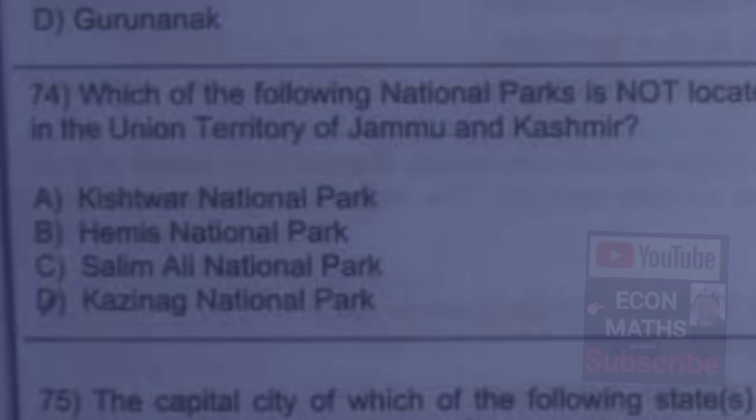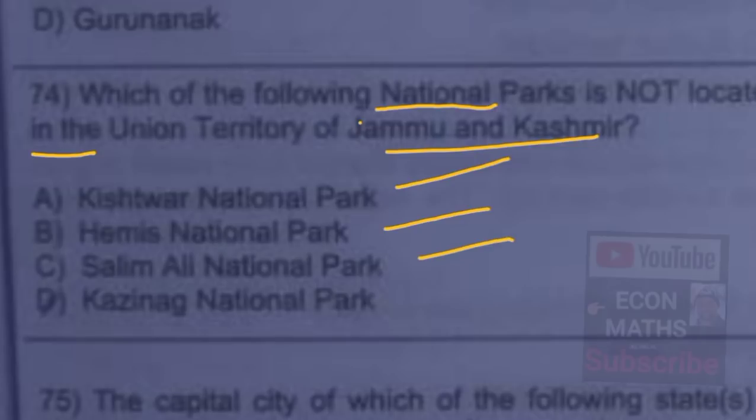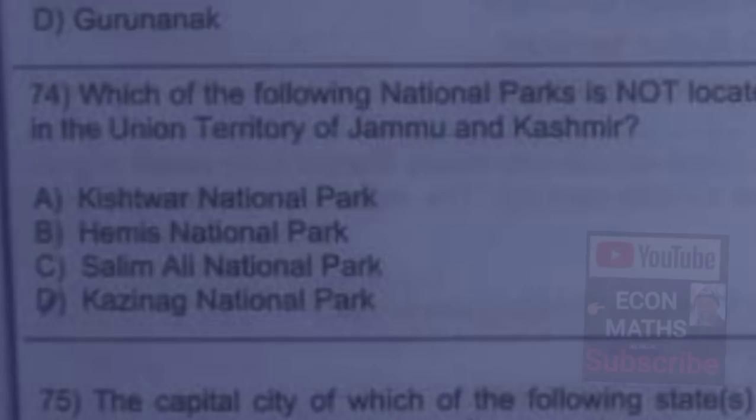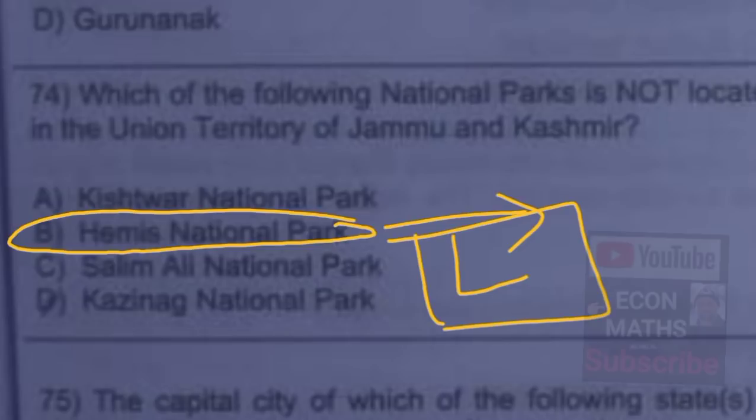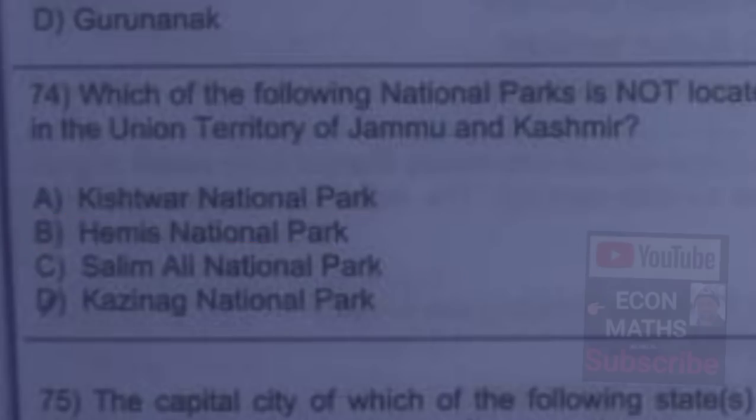Next question is, which of the following national parks is not located in Union Territory of Jammu and Kashmir? The options are Kishtwar National Park, Hemas National Park, Salim Ali National Park, or Kazinag National Park. I guess the correct option should be Hemas National Park, which is situated in Ladakh, since Ladakh is the separate Union Territory. So I guess this is not in Union Territory of Jammu and Kashmir.